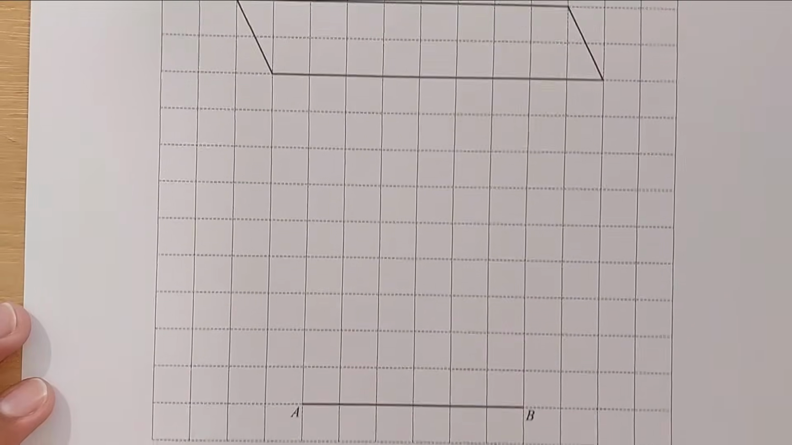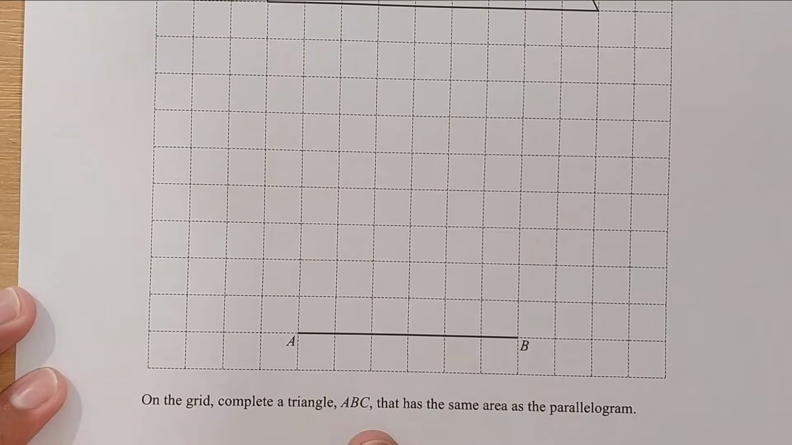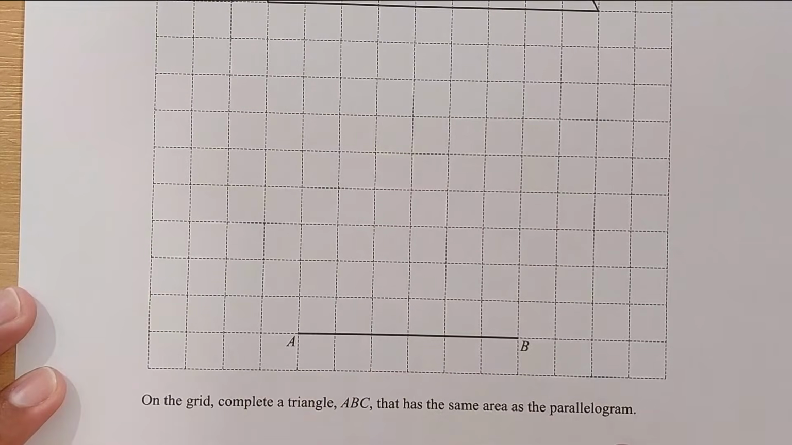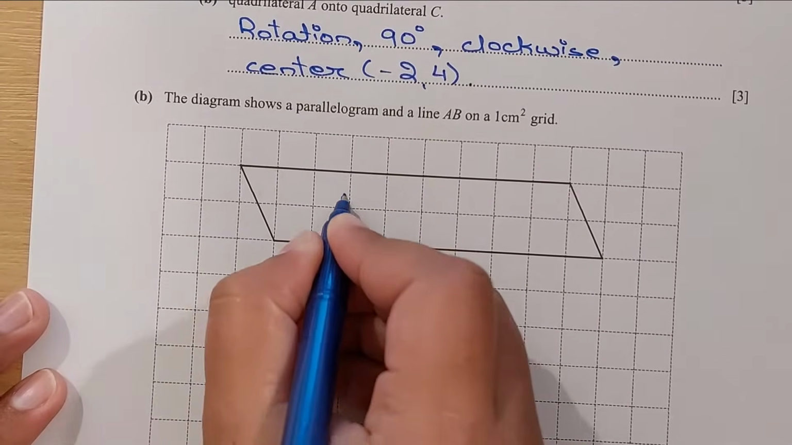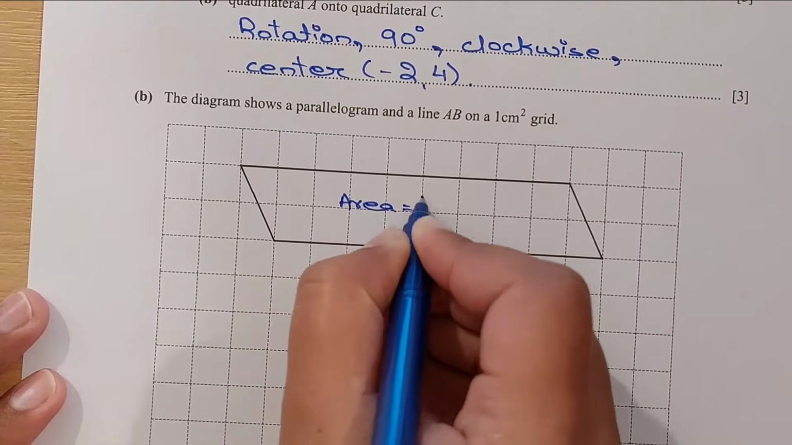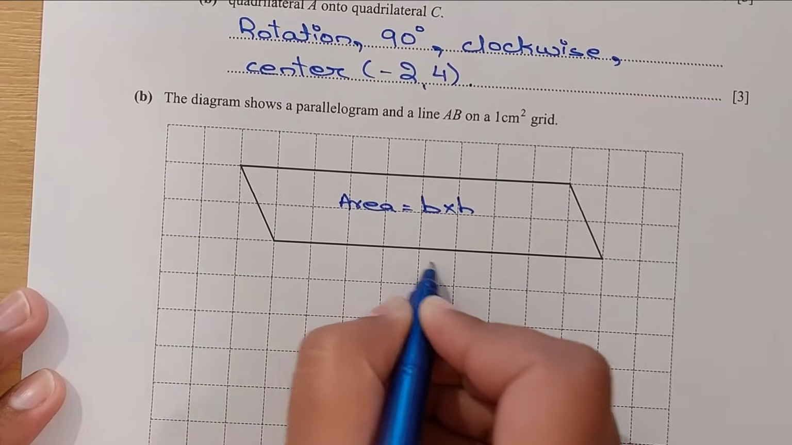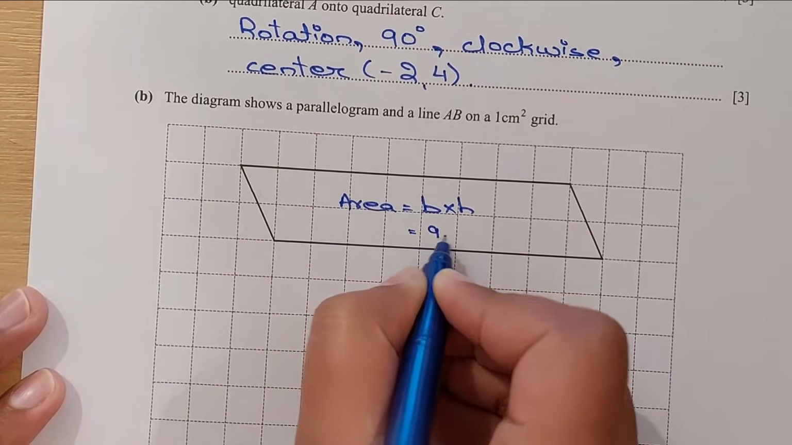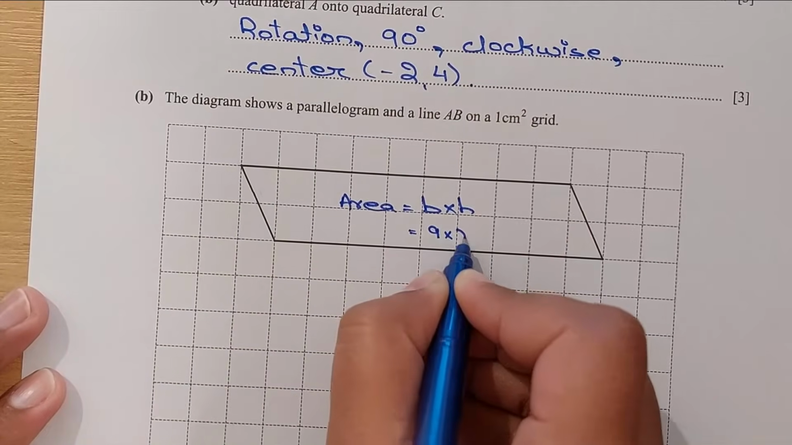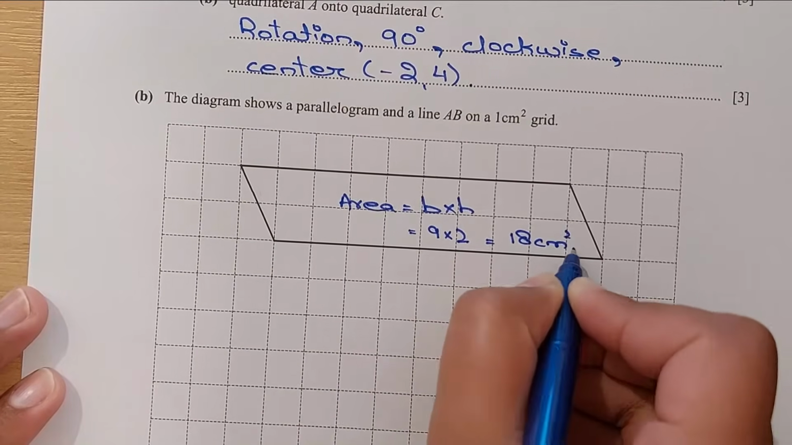Right. Now for part B, the diagram shows a parallelogram and a line AB on a 1 centimeter square grid. On the grid, complete the triangle ABC that has the same area as the parallelogram. So first we need to find the area of this parallelogram. The area of a parallelogram is base times height. So what is the base? 1, 2, 3, 4, 5, 6, 7, 8, 9. So the base is 9 units times height of 2 units. So 9 times 2 is 18 square centimeters, the area.